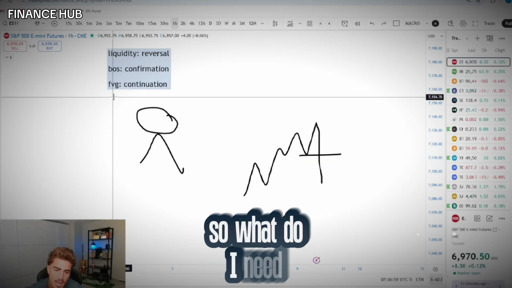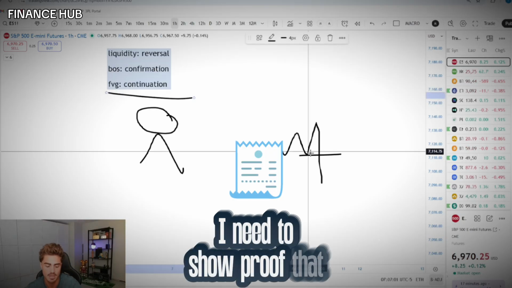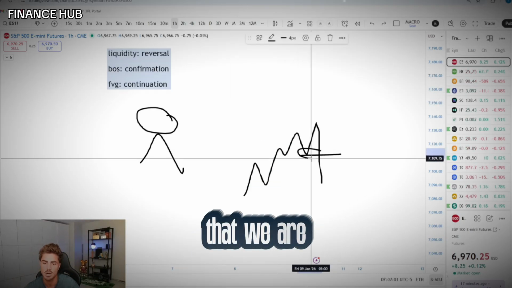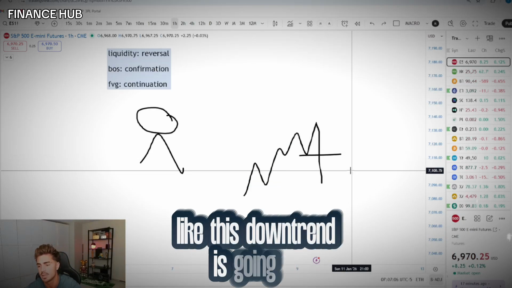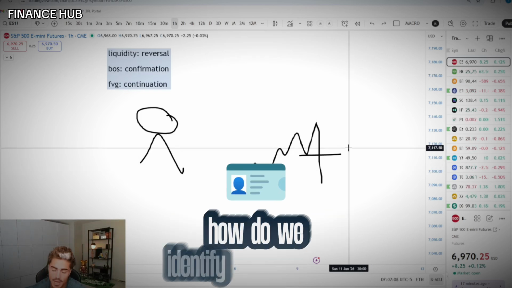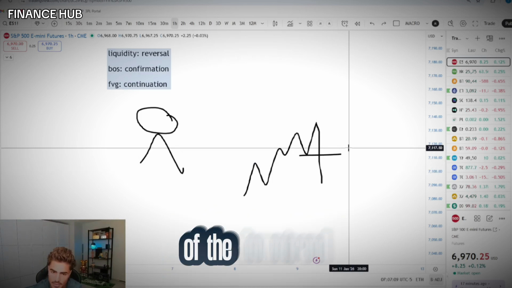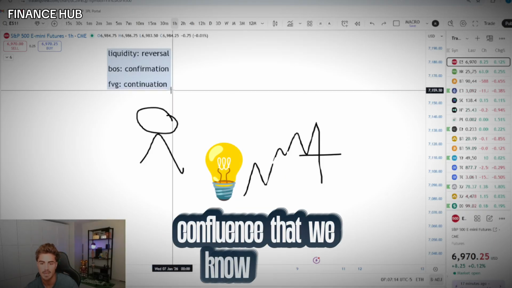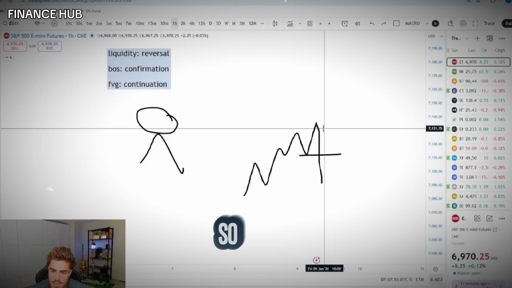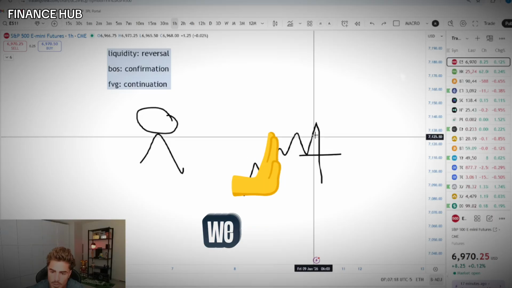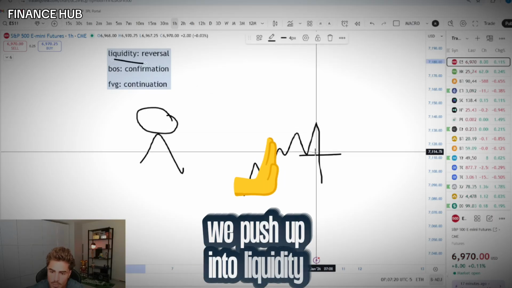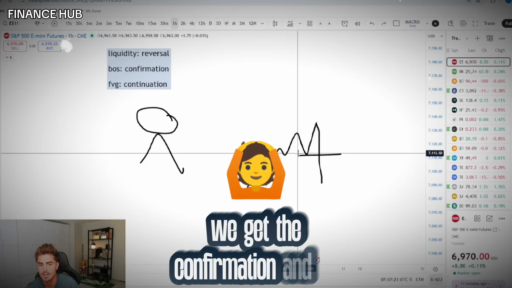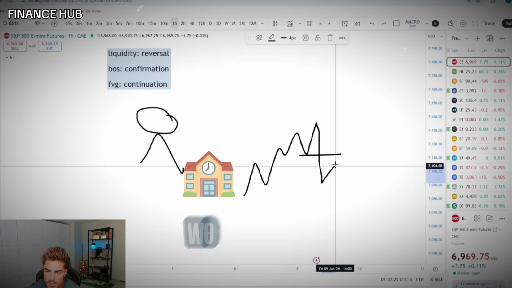So what do I need? I need to show proof that the new trend that we are starting, like this downtrend, is going to continue. How do we identify a continuation of the downtrend? Right now, the only continuation confluence that we know is fair value gaps. Okay, so in this case, we push up into liquidity, we get the confirmation, and as of 2 days ago, we learned fair value gap.